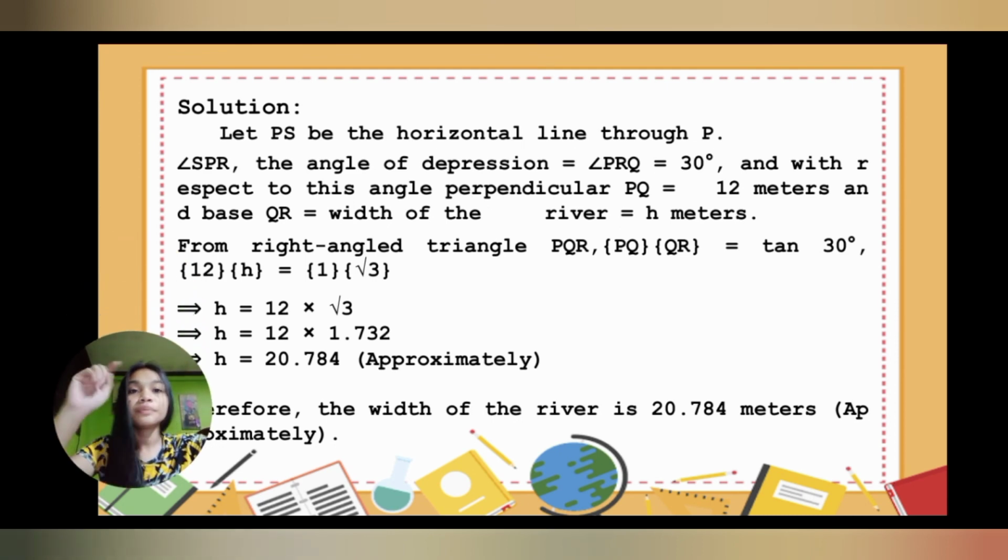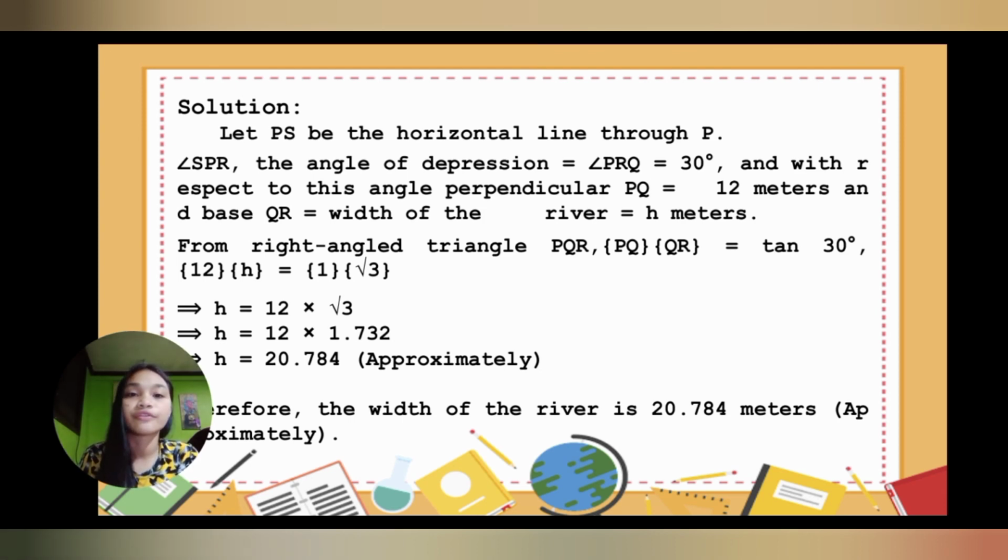So, this one. Let PS be the horizontal line through P. Okay, the angle of depression is equivalent to angle PQR, which is 30 degrees, and with respect to this angle, the perpendicular PQ equals 12 meters, and the base QR, the width of the river, equals h meters. That is our missing piece. From right angle triangle PQR, tangent 30 degrees equals 12 over h, which is 1 over square root of 3. So h equals 12 times square root of 3.